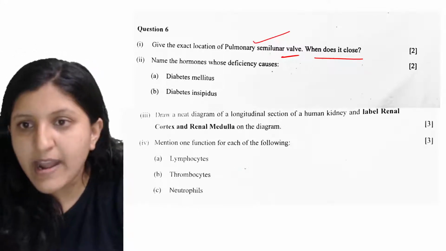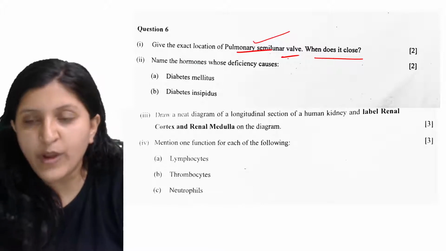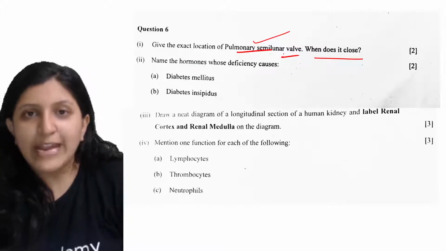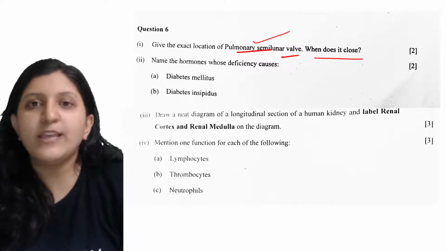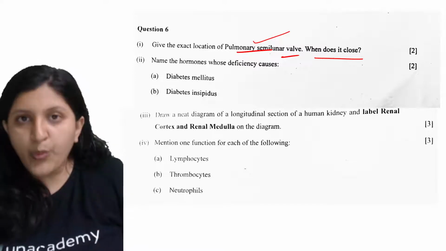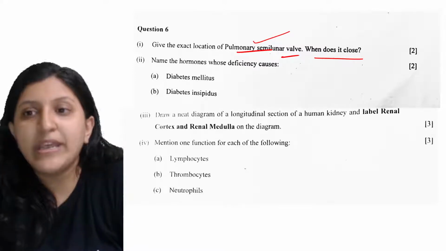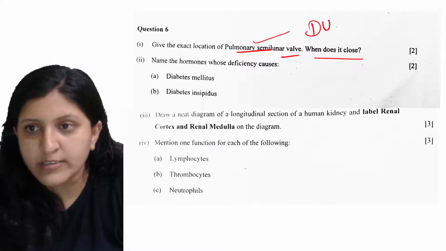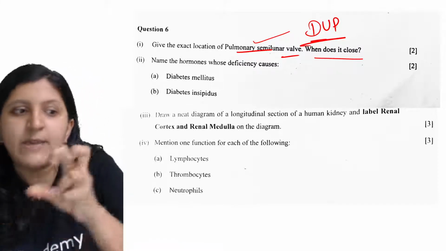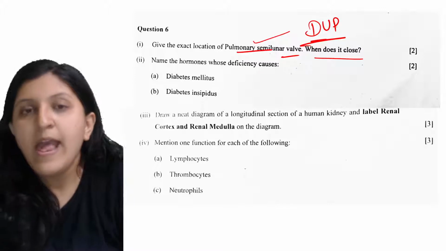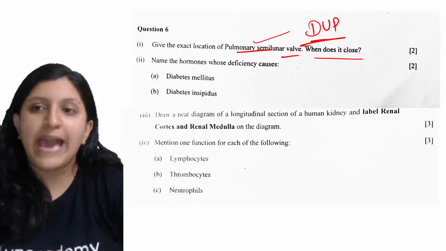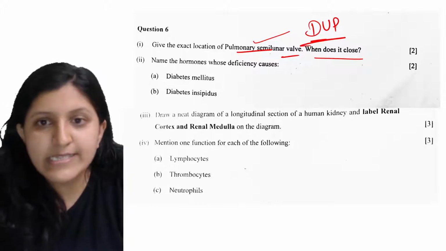So they are asking about the pulmonary semilunar valve, which is at the opening of the pulmonary artery. So that you can write, and its main function is that it is going to prevent the backflow. Whenever the dub sound is produced, the semilunar valve is closing, and that is when you can see the prevention of the backflow that would otherwise occur. So this is the answer.